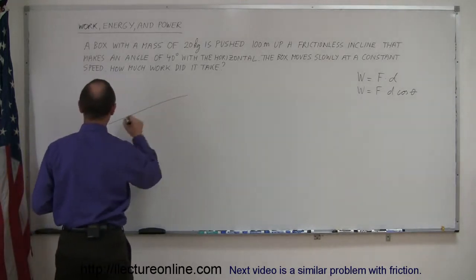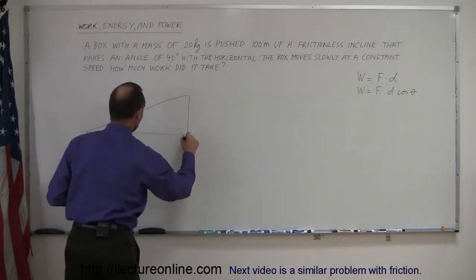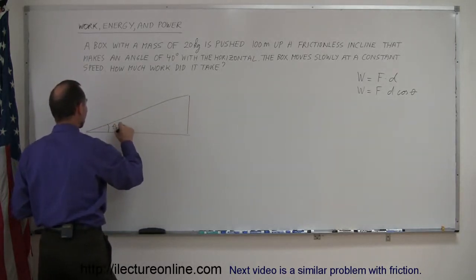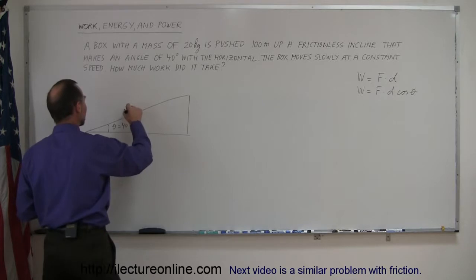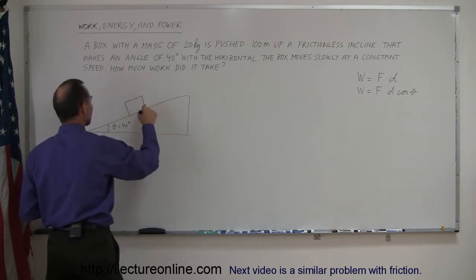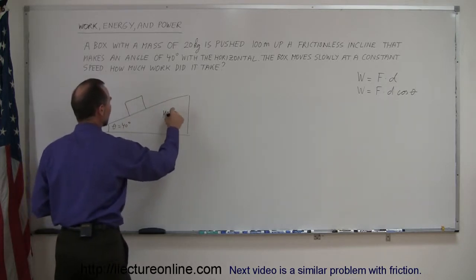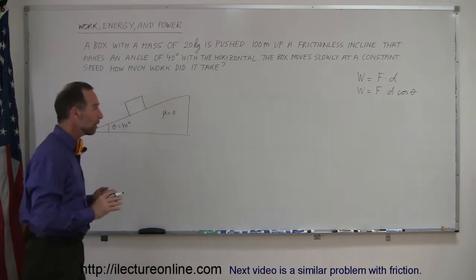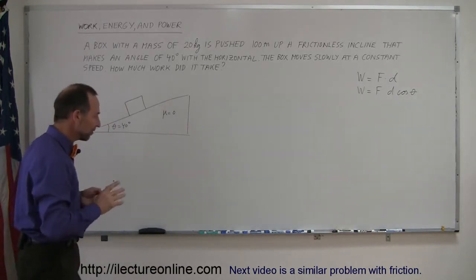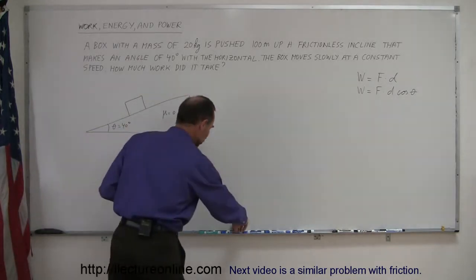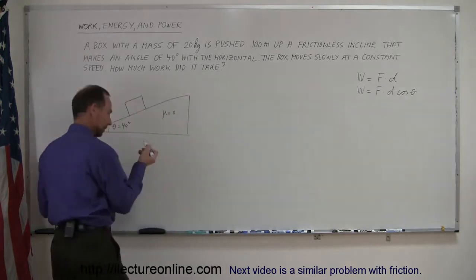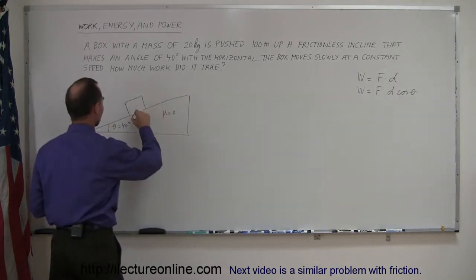So here's the incline. Let's say that the angle that the incline makes is equal to 40 degrees. Here's a box on the incline. Mu equals 0, meaning there's no friction here. So if we, for a moment, look and see what's acting on that box, let me draw the forces of gravity, and I hope this pen works. All right, there we go.